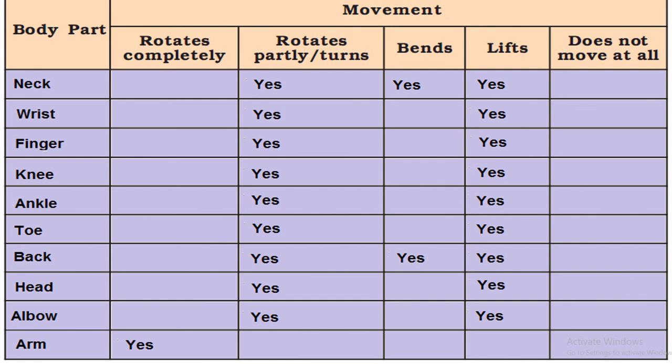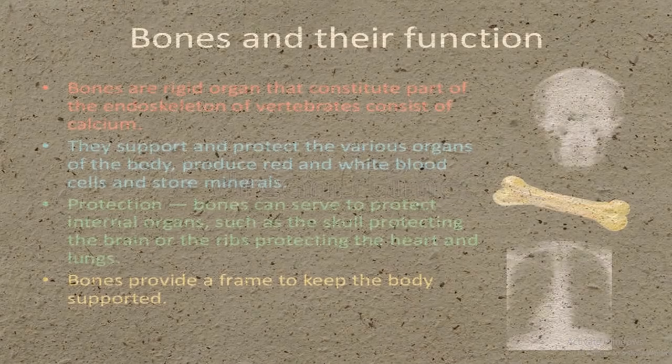So, most of them are rotating partly and lifting. Bending occurs in the neck and back. And the arm is the only one which rotates completely. Yes, absolutely correct. For today, we have this only. We will be doing this study ahead in the next video about bones and joints and their types. Thank you.